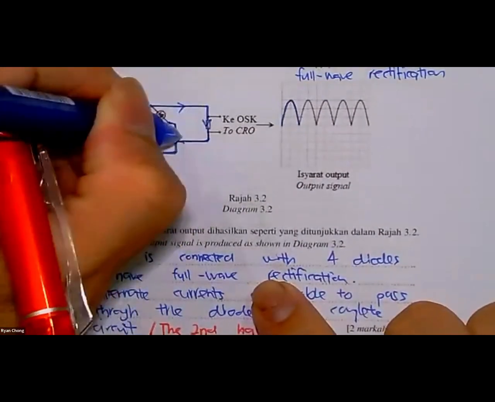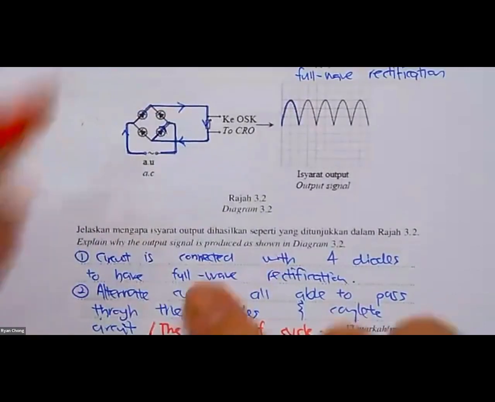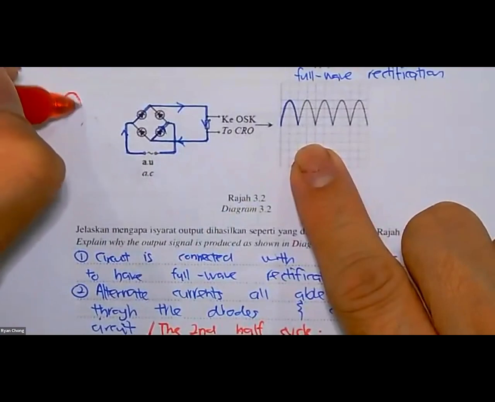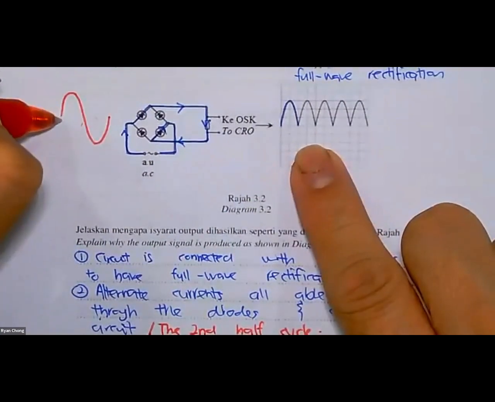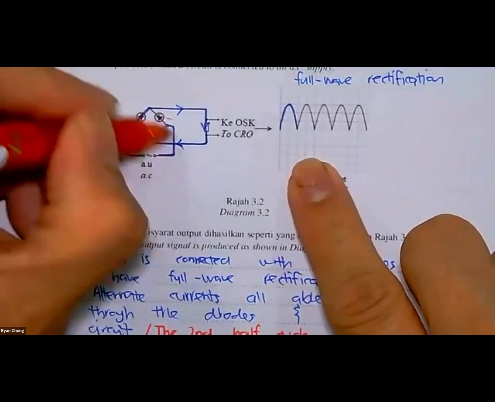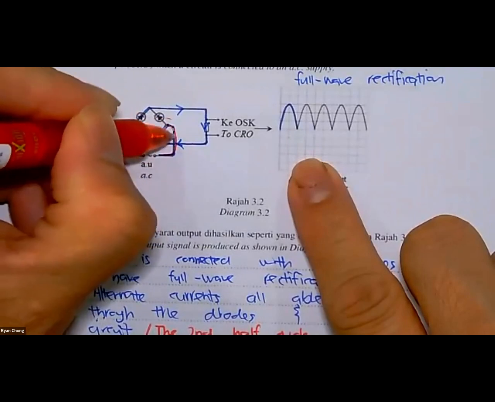Please draw the arrow. Then only you will know how the current flows. Okay, now you see on the second cycle, because your AC is always two cycles, upper cycle and lower cycle. The lower cycle goes the other way, anti-clockwise. So it flows here, all right.